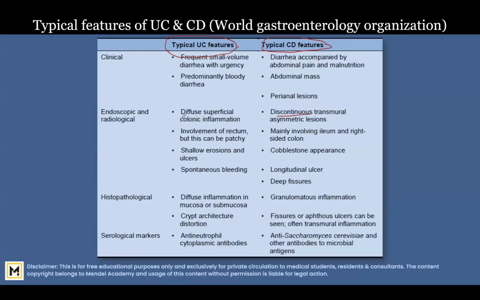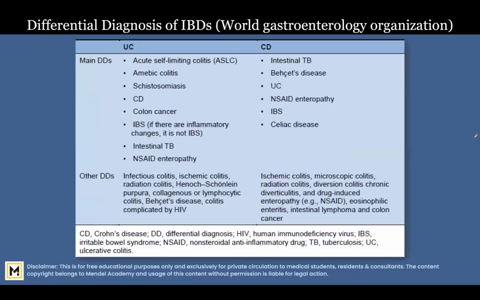You can see discontinuous lesions, these are diffuse. Involvement of rectum is always there. Cobblestone appearance, everything that we have already seen. Fissures, granulomatous inflammation, and of course our friend anti-Saccharomyces cerevisiae. On this side we have ANCA. So remember these. This is one chart which was released by the World Gastroenterology Organization.